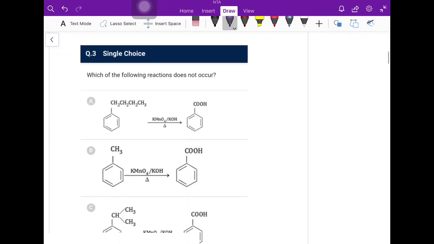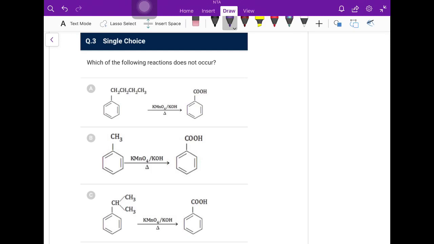Such questions they ask very frequently also. Which of the following reactions does not occur? So the question is asking which of the following reactions does not occur.